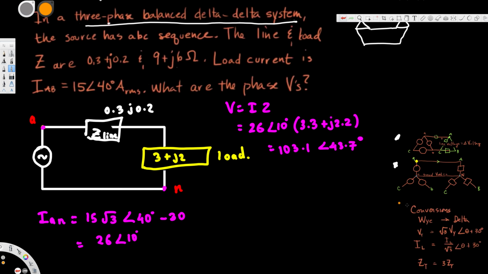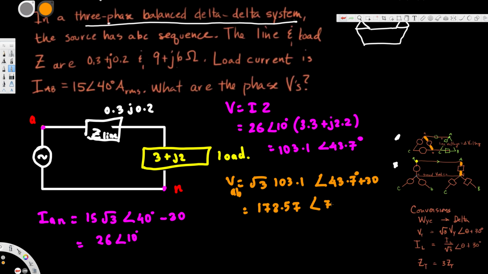To convert into the delta system, we use this conversion factor. From Y to delta, it's just multiplication by root 3 and adding 30 degrees. So root 3 times 103.1, and 43.7 degrees plus 30. This is VAN in the Y system, and in the delta system it becomes VAB, as if we pick up this point and connect it like this. So VAB is root 3 times 103.1, which gives 178.57 at an angle of 73.7 degrees, in volts RMS.